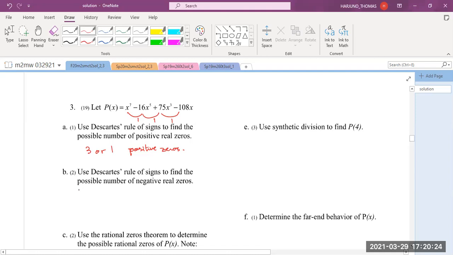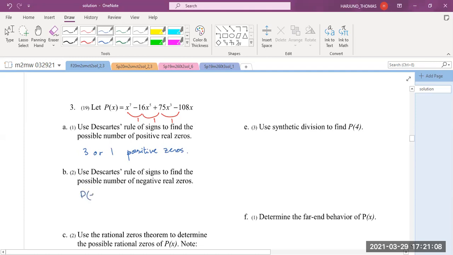Now, how about part B? If we want to find the possible number of negative zeros, we need to first observe. Oh, I should use the blue color. Red color is the scratch work that I apply on the paper, which you still can see if I work it out myself. Green color is purely on your scratch paper. So this is 3 or 1 positive zeros. I don't want to write too much such that you get overwhelmed, but if I write too little, you may wonder where I get those numbers from.